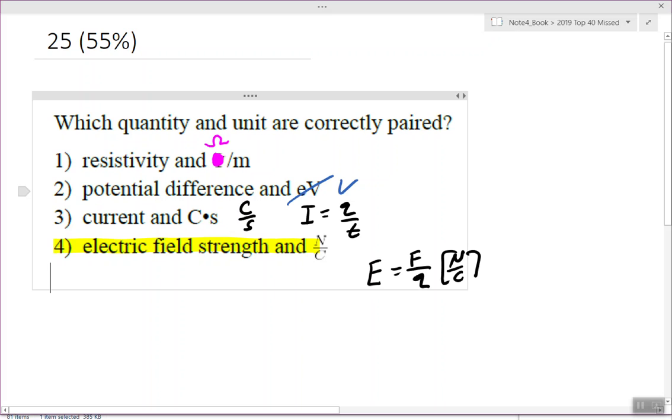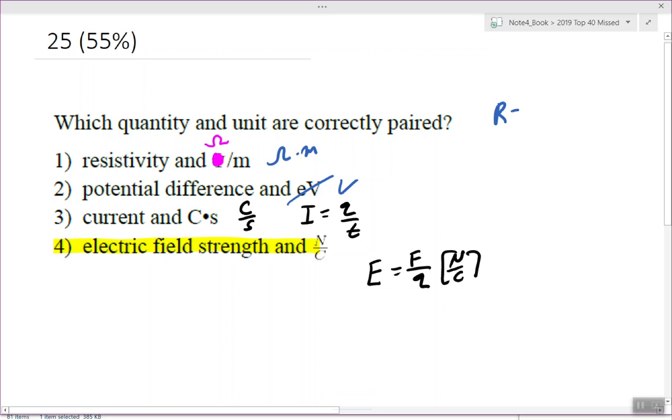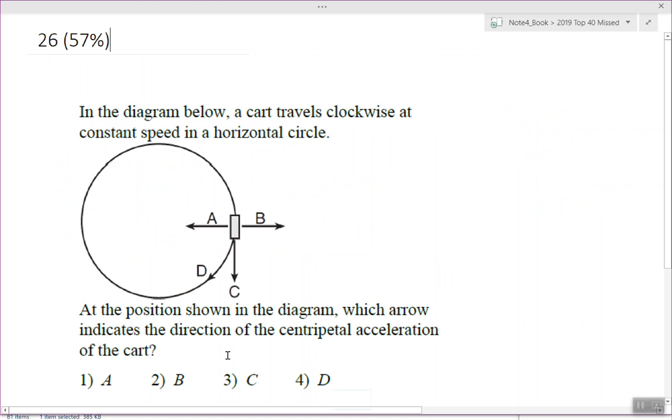And as far as resistivity, ohms divided by meters, it's supposed to be ohms times meters, which you can either look at the resistivity table and see that that's the unit, or you can see R equals rho L over A equals RA over L, which is like ohms meters squared over meters, which equals ohm meter. In any case, the answer to this is 4. 26.